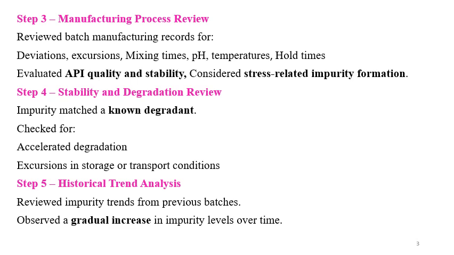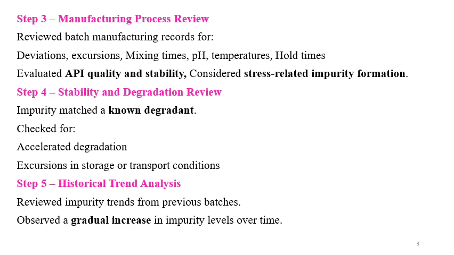For example, you found that the impurity is matching a known degradant. So you have the data of forced degradation, you know the degradant, and now the impurity is matching the known degradant. So check for the accelerated degradation and excursion in the storage or transport condition, because if the storage is getting changed during the manufacturing, storage or transport, then it may be a reason behind the increased impurity and the OOS.